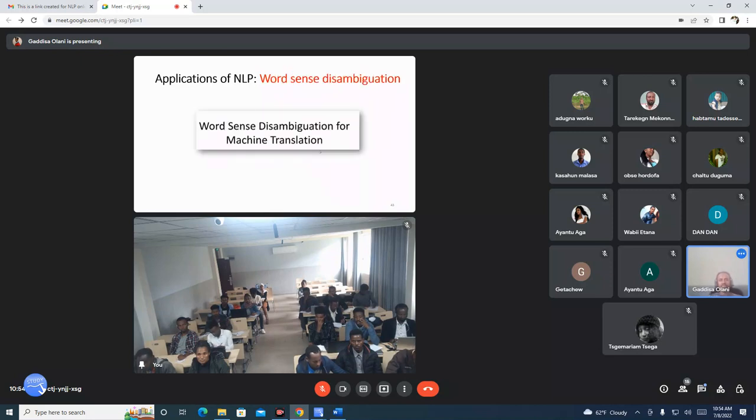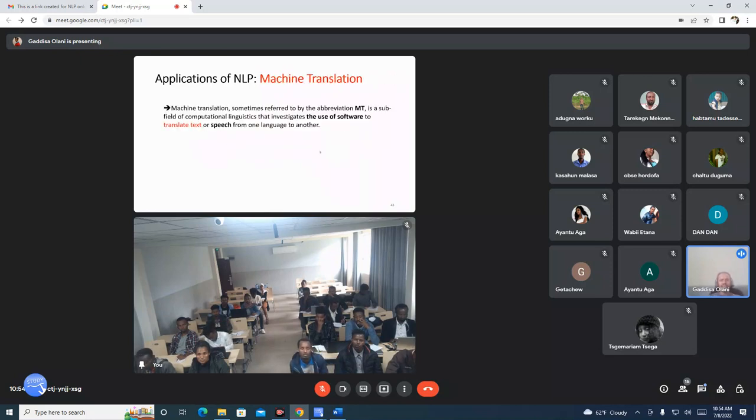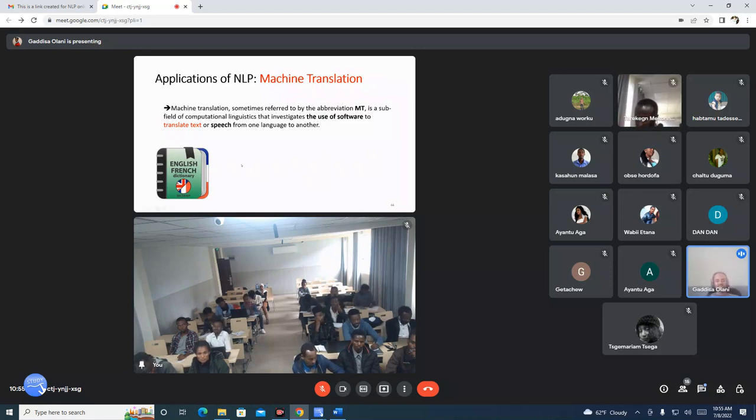Yeah, so as you know, machine translation is the task of translating a document that was written in one language to another language. That's it. So, of course, the typical approach is using a dictionary. Yes, a dictionary from Afaan Oromo to English, English to Afaan Oromo, Amharic to English. We do have a dictionary for that.